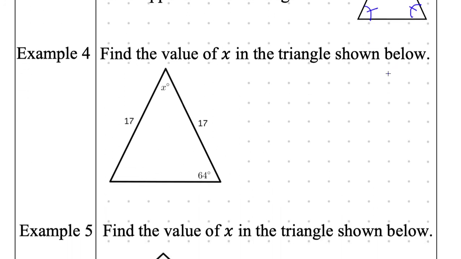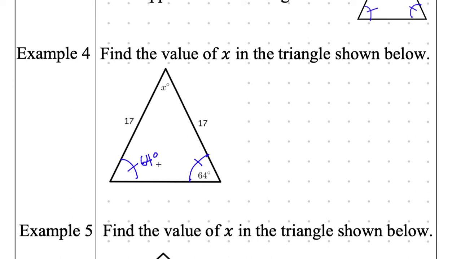Everyone should nod their heads. Yes, because we have these 2 congruent sides. Therefore, we know that these 2 angles down here and down here are the same. If those 2 angles are the same, I can say that this angle down here is also 64 degrees.